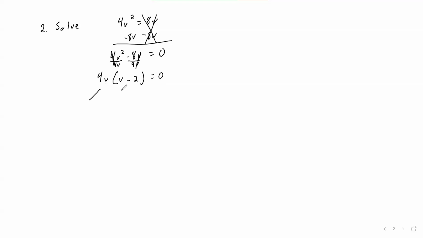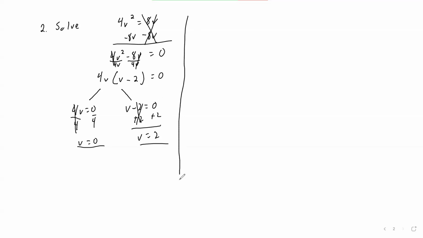So then our last step now will be to set these factors equal to 0, and then we solve them. So remember, a number next to a letter indicates multiplication, so the opposite of that is division. So then 0 divided by 4 is 0. And then the opposite of subtracting is adding. And then 0 plus 2 is 2. So there will be your answers there. Let's look at another one.